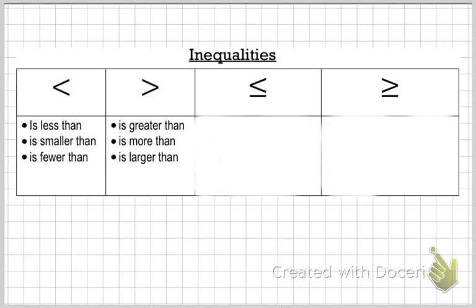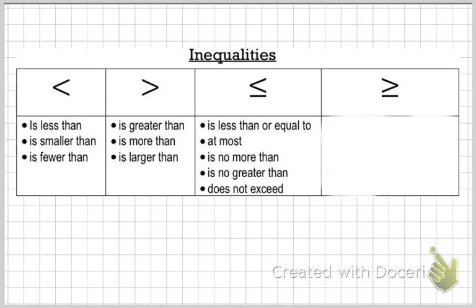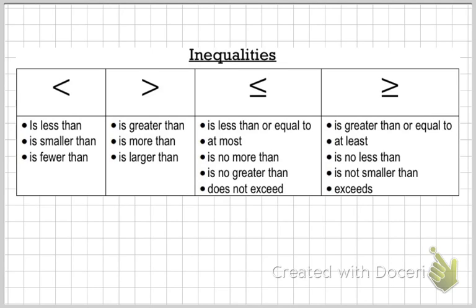Clue words, or keywords I should say, for less than or equal to: is less than or equal to, at most. This one especially will be a tricky one. Is no more than, is no greater than, and it does not exceed. Keywords for greater than or equal to: is greater than or equal to, at least, is no less than, is not smaller than, and it exceeds.